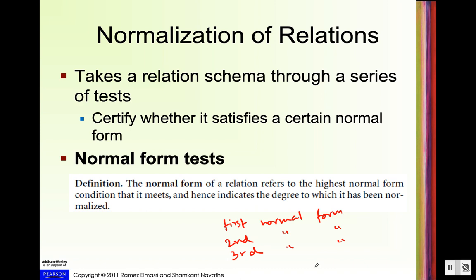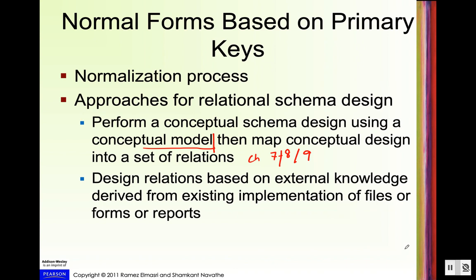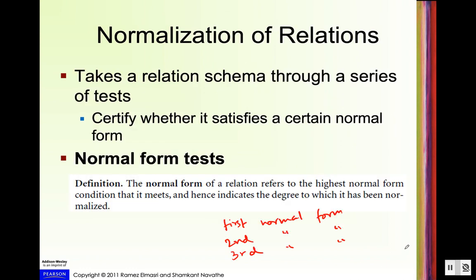So in the normalization process, we will first check whether it meets first normal form, then second normal form, then third normal form. If they are not specifically satisfied, then we are going to do the normalization. By normalization, we mean a certain table may have to be decomposed until it satisfies all of these normal forms. Okay, now after the normalization, there are a couple of properties.